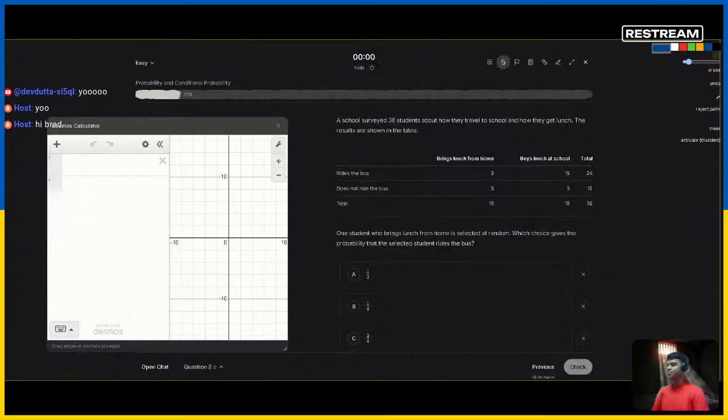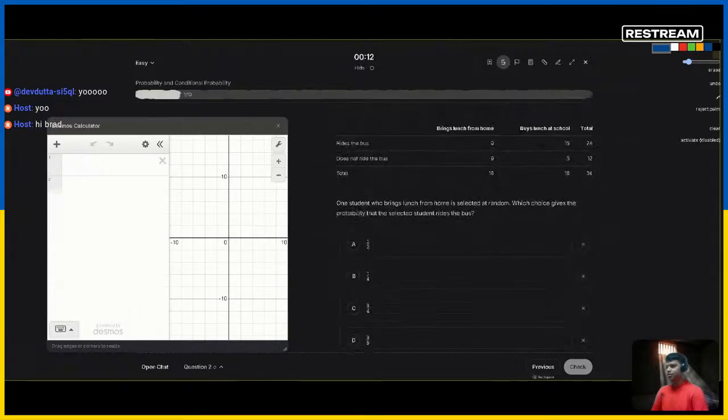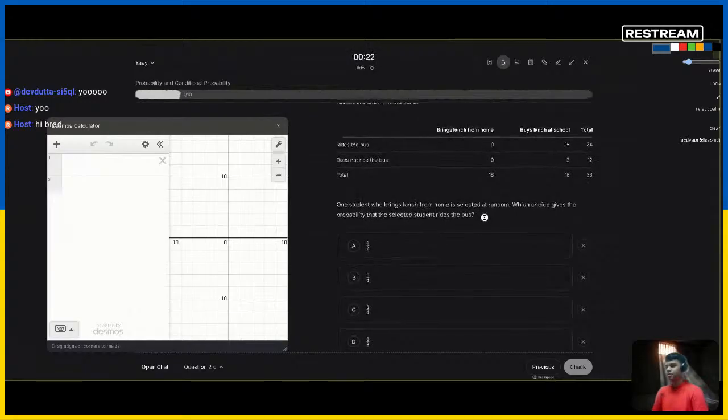A school surveyed 36 students about how they travel to school and how they get lunch. The results are shown in the table. One student who brings lunch from home is selected at random. Which choice gives the probability that the selected student rides the bus?